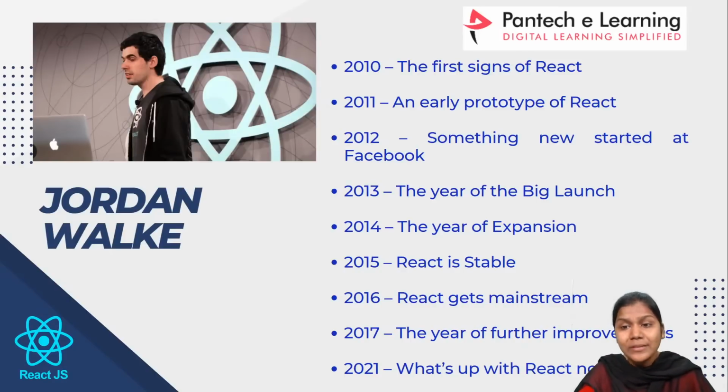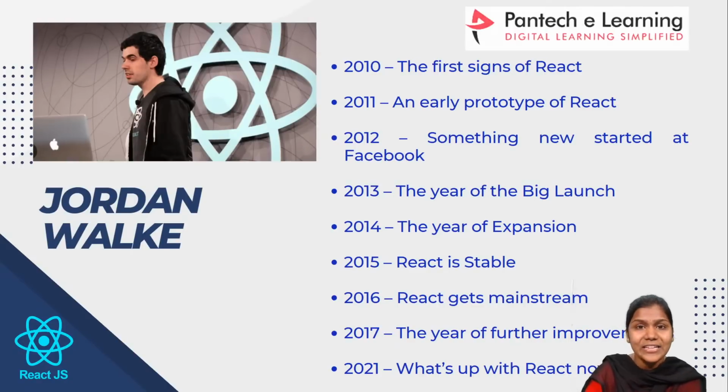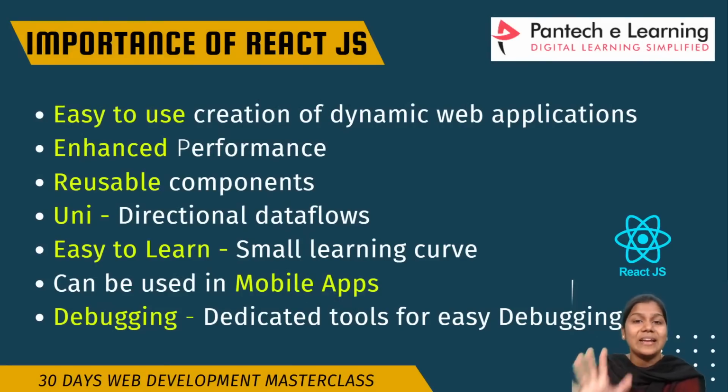In 2012, something new started in the Facebook company. In 2013, the year of the big launch. Okay. In 2014, the year of expansion of React.js started. In 2015, React is stable, and in 2016, React gets mainstream, and the year of further improvements started. And now React is the foremost trending library used for web applications.